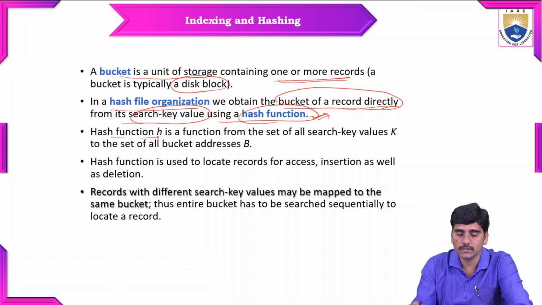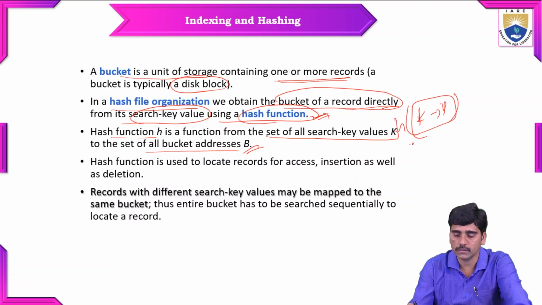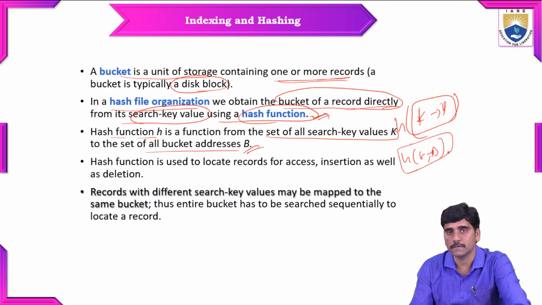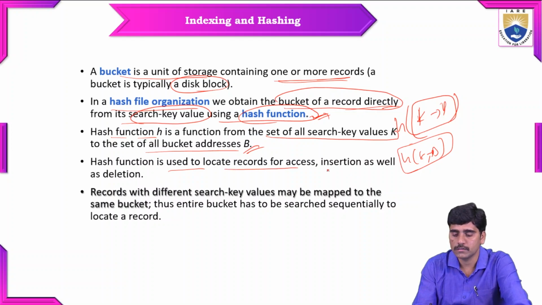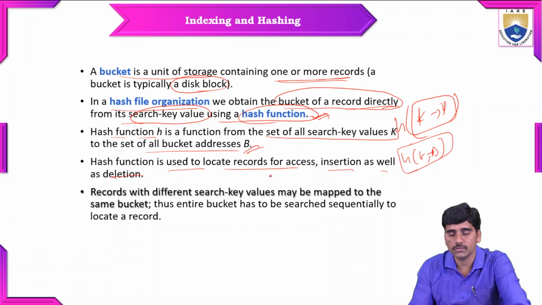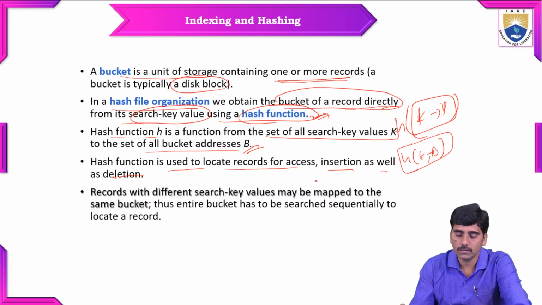A hash function h is a function from the set of all search key values K to the set of all bucket addresses B. So h maps K to B, where h is the hash function. It is used to locate records for access, insertion as well as deletion.